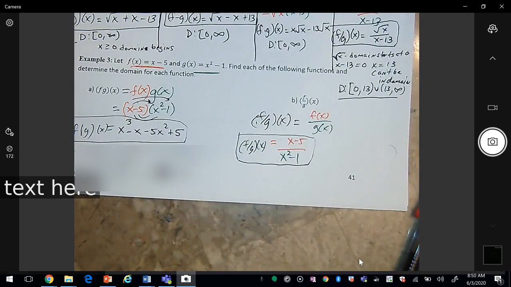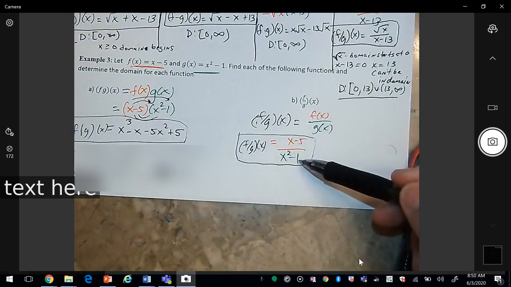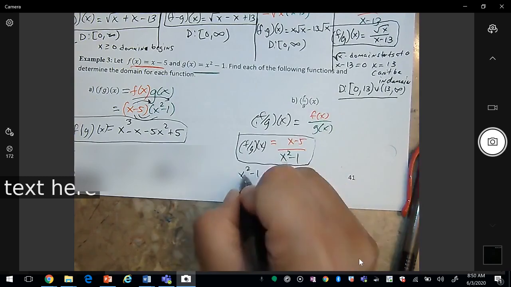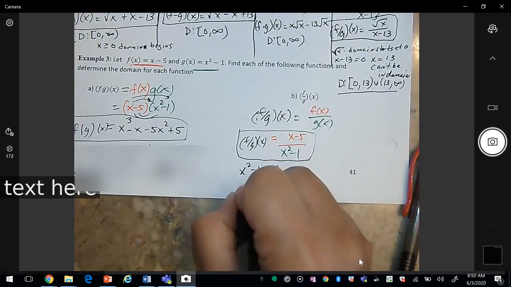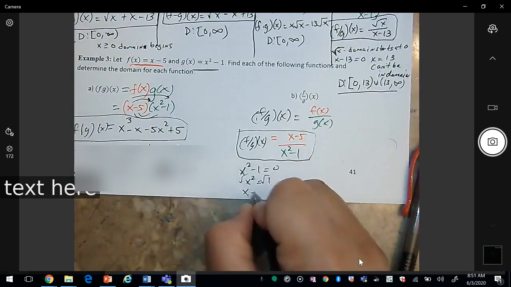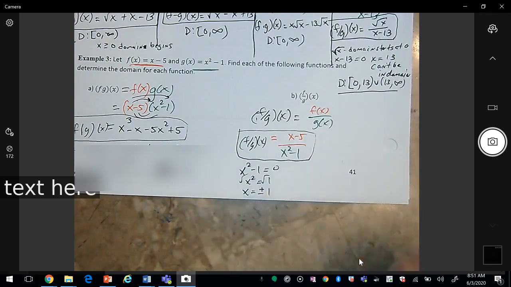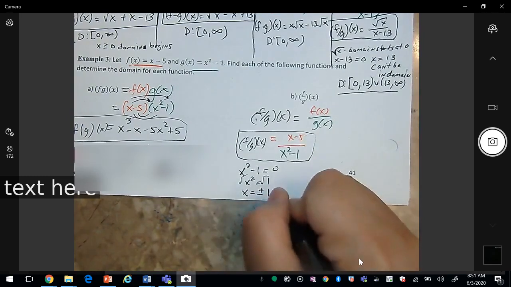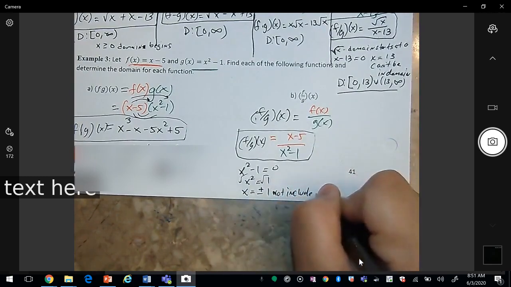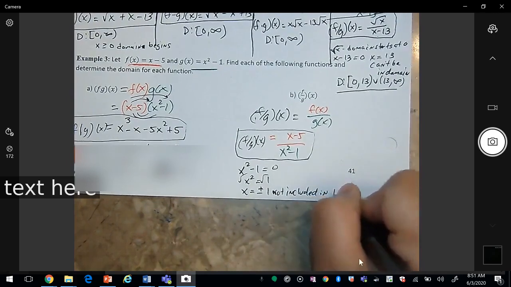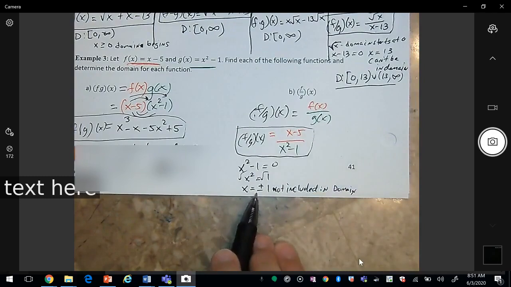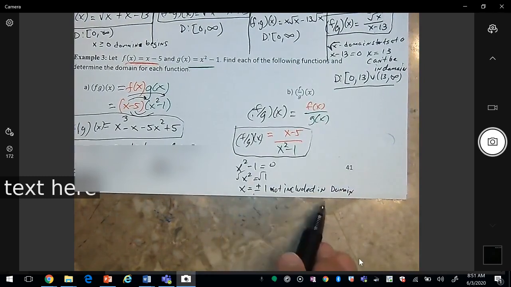Notice here that we don't have any square roots, but we have a fraction. So we set the denominator equal to 0. Take the square root. So your domain cannot include positive 1 or negative 1. Okay, so we cannot have positive 1 and we cannot have negative 1.